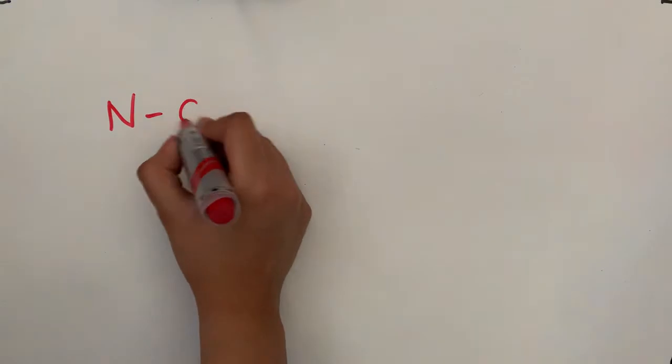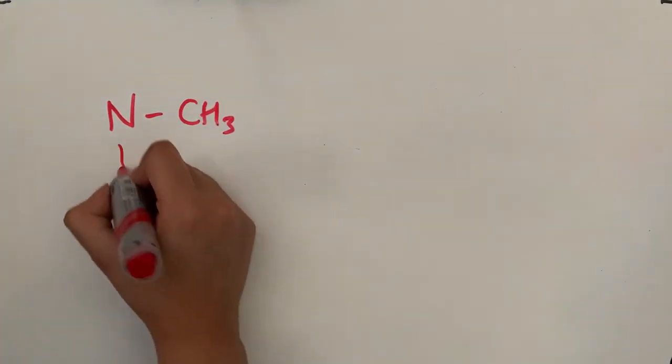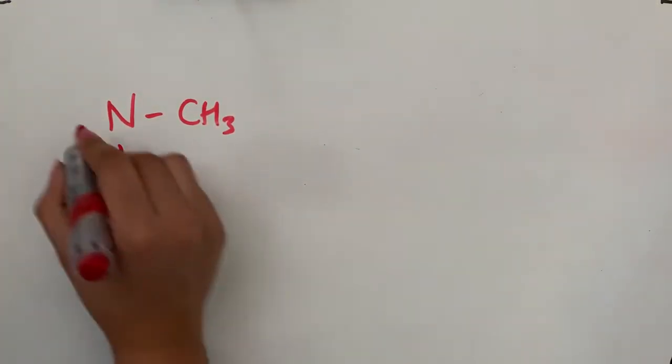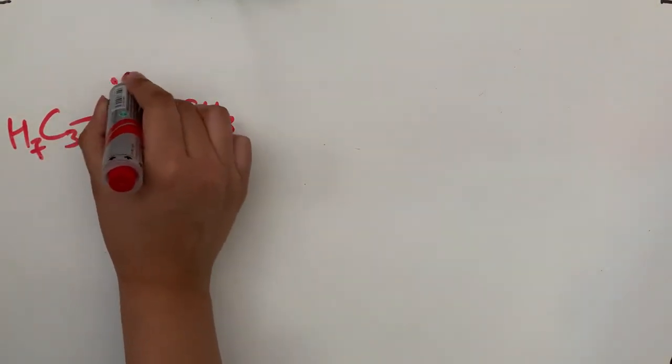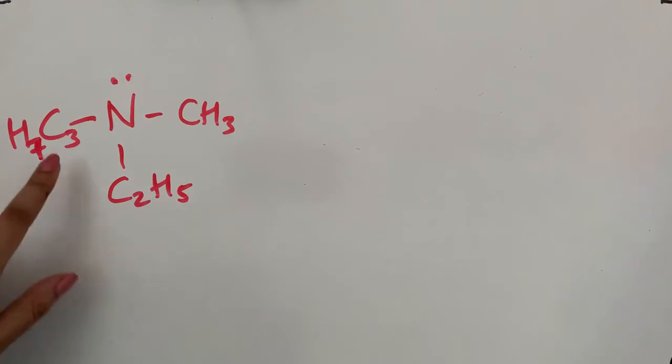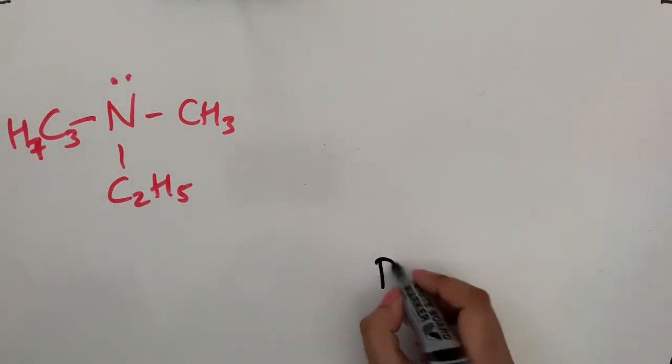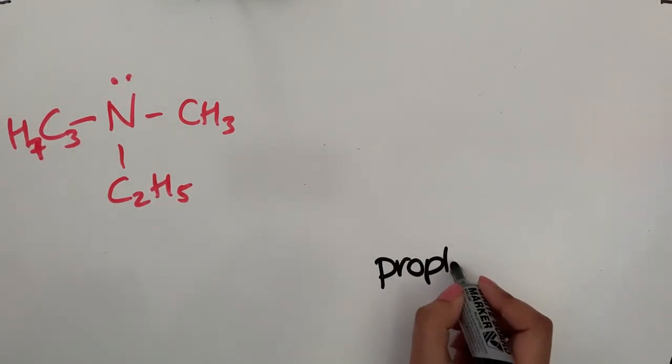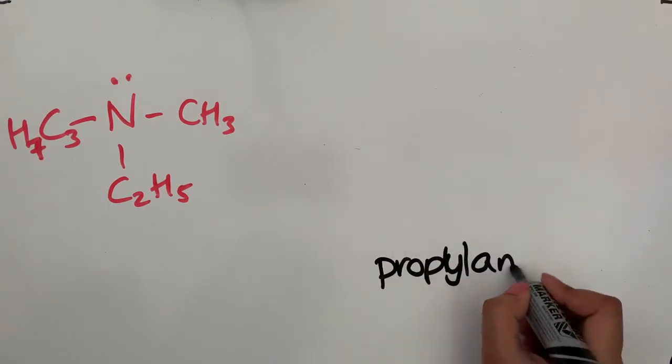The tricky part is where all three groups are different, so I'm just going to cover that as well. So I'm going to have one methyl, one ethyl, and one propyl. The part that's part of the parent is going to be the longest, so that's going to be our propyl. So we're going to have propylamine at the end.